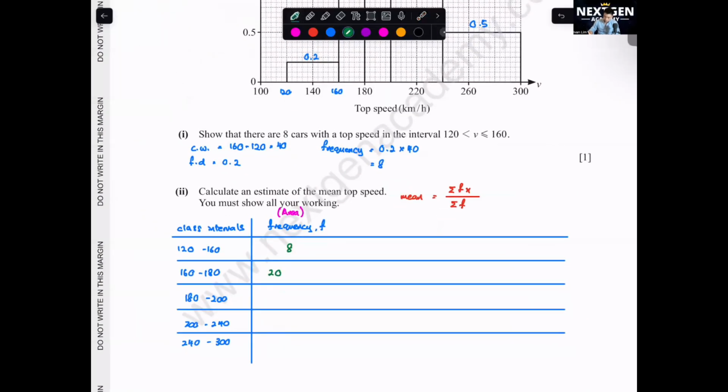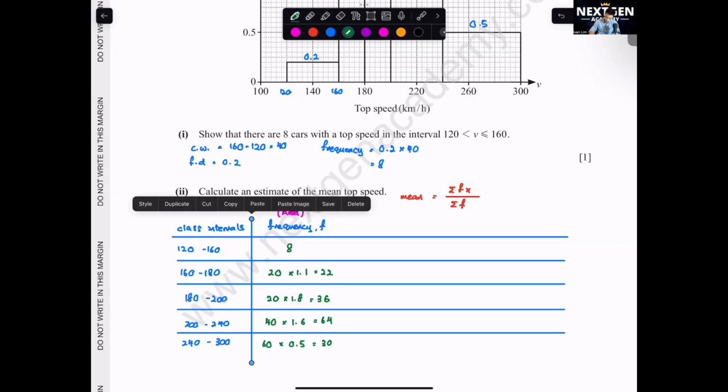20 times 1.1 equals 22. 20 times 1.8 equals 36. 40 times 1.6 equals 64. Then 60 times 0.5 equals 30. Okay, everyone good here?